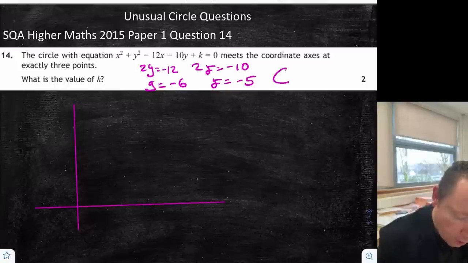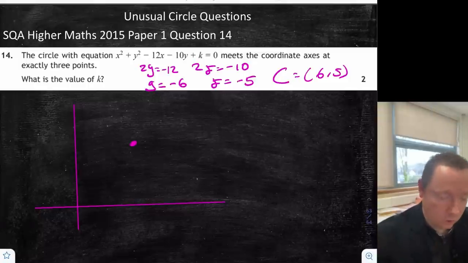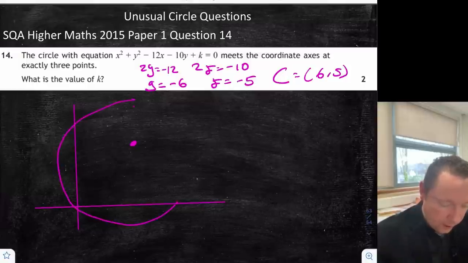So our centre is equal to 6, 5. So along 6, up 5 somewhere is the centre of our circle. It touches the coordinate axes at exactly 3 points. So if this is the centre here, it could touch here, but then it would have to touch at this point to come back up here. So if we draw a picture of that, we get something like this. That would be one option.